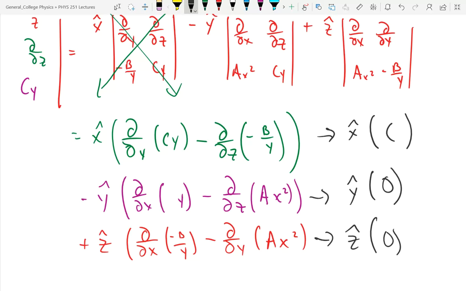You got a question, Michael? So is the y hat negative because of the equation? It's negative because of the formalism of how you find the determinant. When you do it, it's positive the x hat, minus the y hat, plus the z hat. Okay.